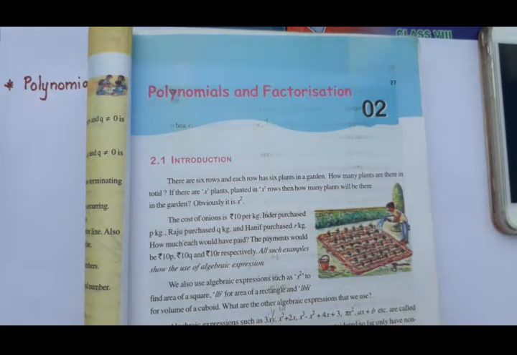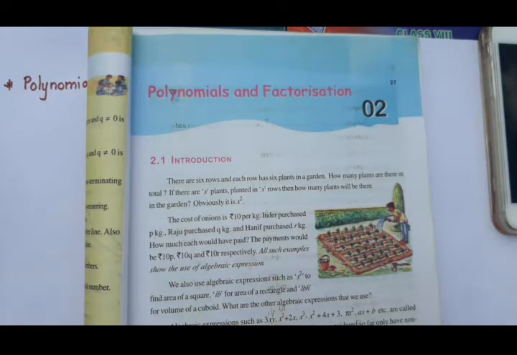In the last class we discussed rationalizing the denominator, which was the last topic of chapter 1. So we have completed our chapter 1. Today we are going to start our chapter 2, that is polynomials and factorization. Already we have discussed in our 8th class chapter 11 and chapter 12. Chapter 11 was algebraic expression, which is related to your polynomials, and the 12th chapter was factorization. So here also we have factorization, children.